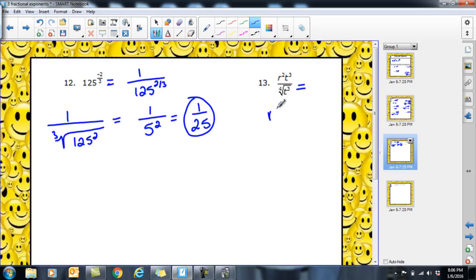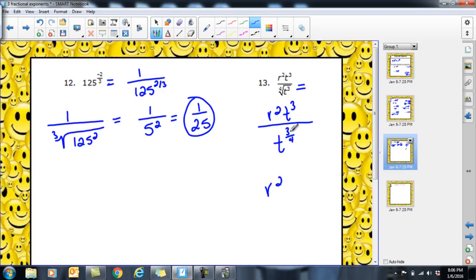So I'm going to have r squared t cubed over. Now I'm going to write this with a rational exponent, so it becomes t to the 3 over 4. So I've taken my thing and I've made it a rational exponent. Now if you'll remember our division rules, when you divide like bases, you have to subtract the 2 exponents. So that's what's going to happen. Now the r here has nothing to divide with, so you're going to keep your r squared.